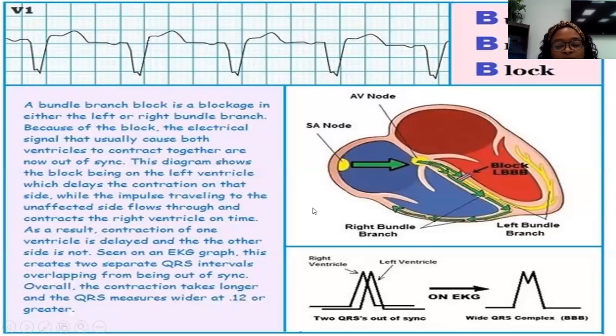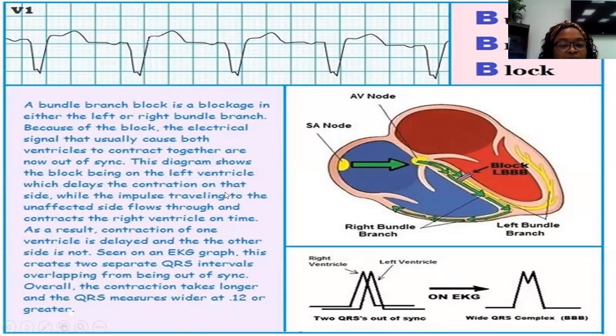So let's talk about what a bundle branch block is. A bundle branch block is a blockage in either the left or right bundle branch. Because of the block, the electrical signal that usually causes both ventricles to contract together is now out of sync.